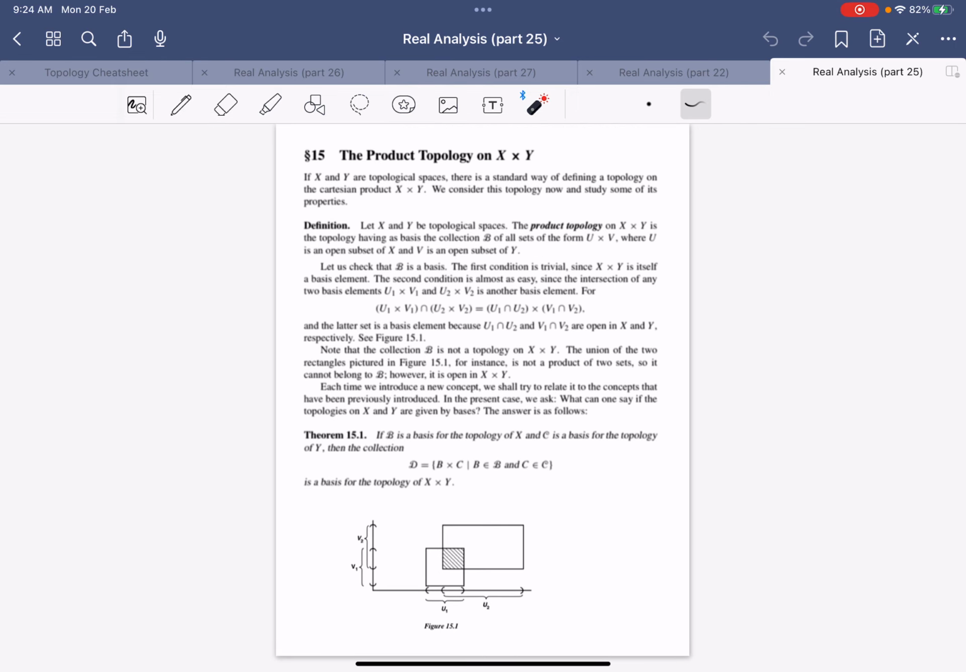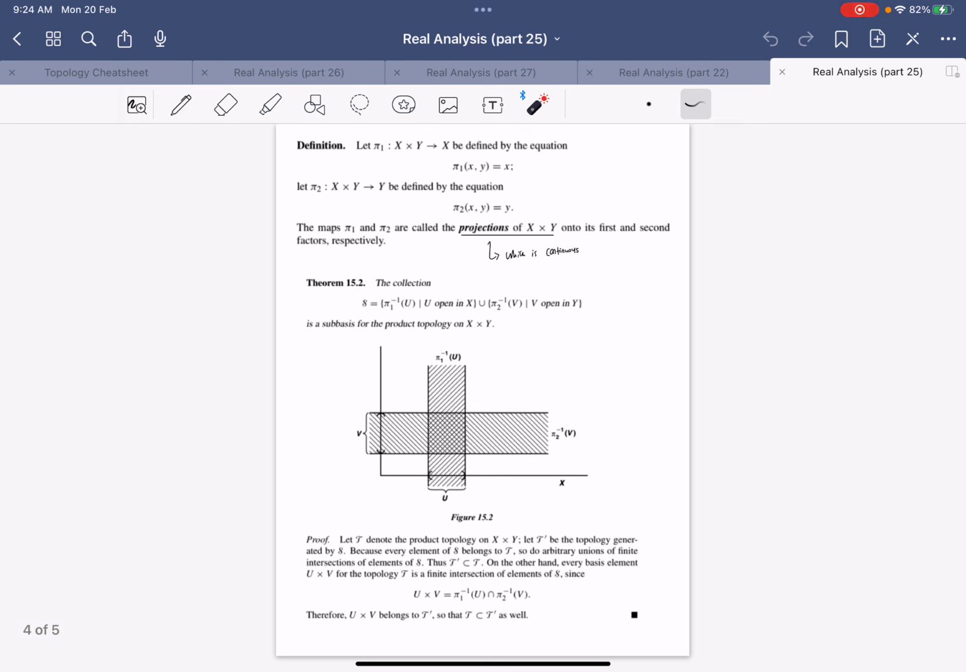Again, the idea is similar to what we have already done where we always deal with a basis. The reason why we do this is because we want to know how to describe the open sets. And so those proofs, I'll leave it to you to read in the textbook.